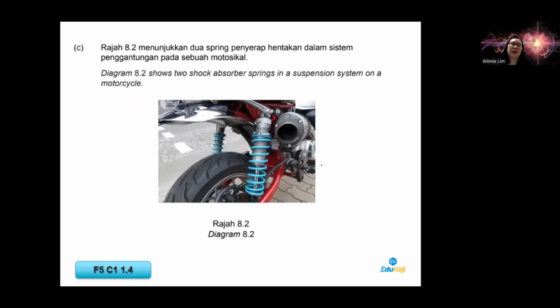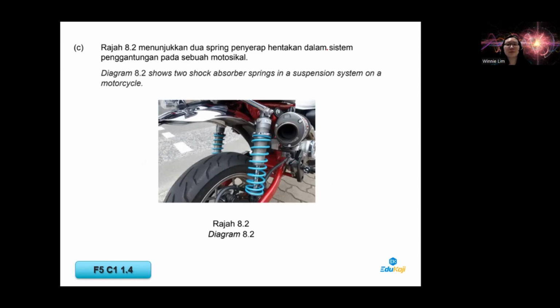Okay, then part C. So part C, for this question, they will have problem solving questions, which are similar to section C essay questions. You need to do some modification. Diagram 8.2 shows two shock absorber springs.